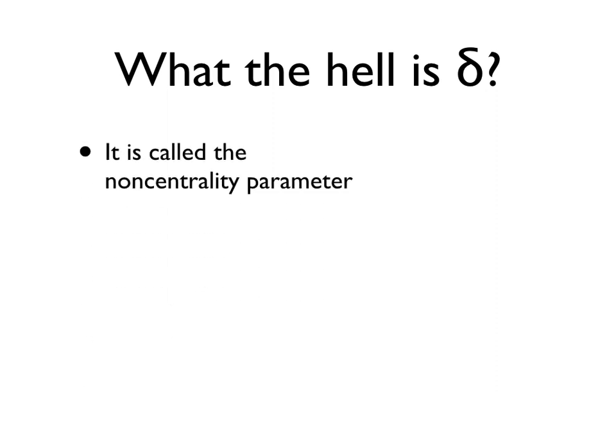It's got a name. It's called the noncentrality parameter. We actually typically assume H0. All our statistical tests assume H0, and then we find out how likely H0 is. If H0 is not true, hey, it's not true, it must be HA.